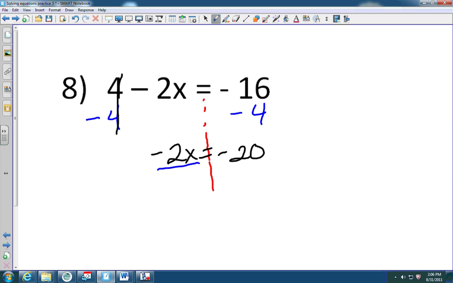Right here, I divide by negative 2. X, because negative divided by negative is a positive. 2's cancel out. Right here, I get a positive 10.